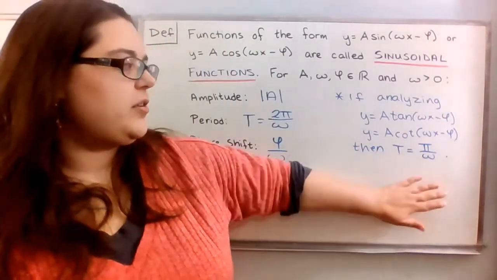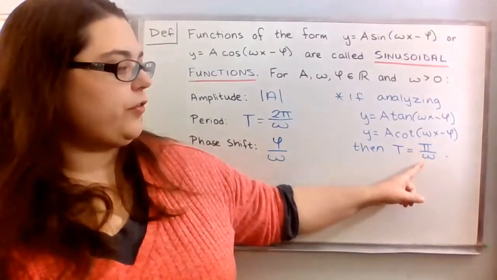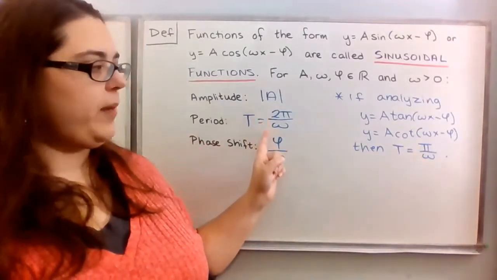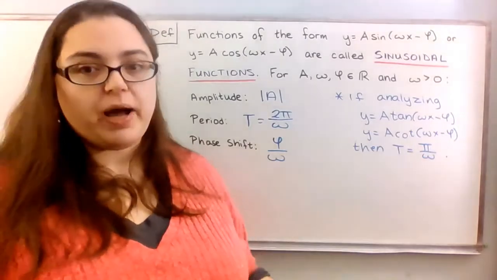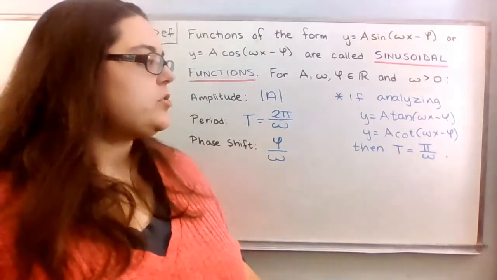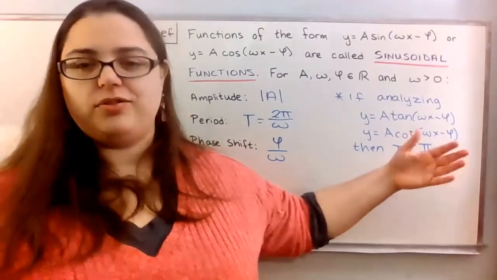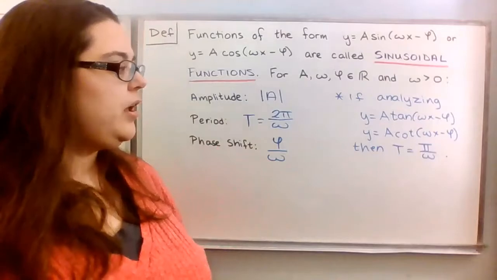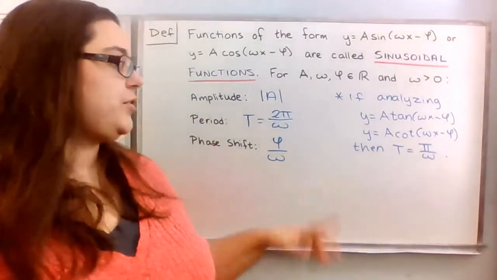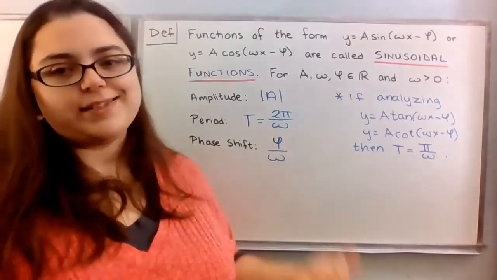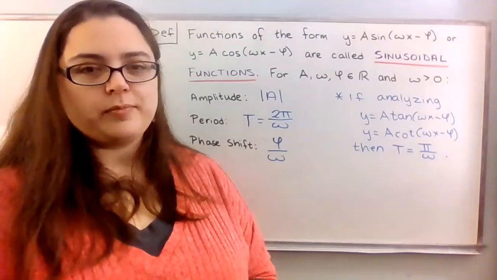So the reason that the period for a transformed tangent or cotangent is pi over omega instead of 2 pi over omega is because the normal period for tangent or cotangent is pi instead of 2 pi. So that's why we'll be using this formula if we're looking for the period of a tangent or cotangent function. If you're analyzing a secant or a cosecant function, then it's also going to be 2 pi over omega, because secant and cosecant have the same period as sine and cosine.